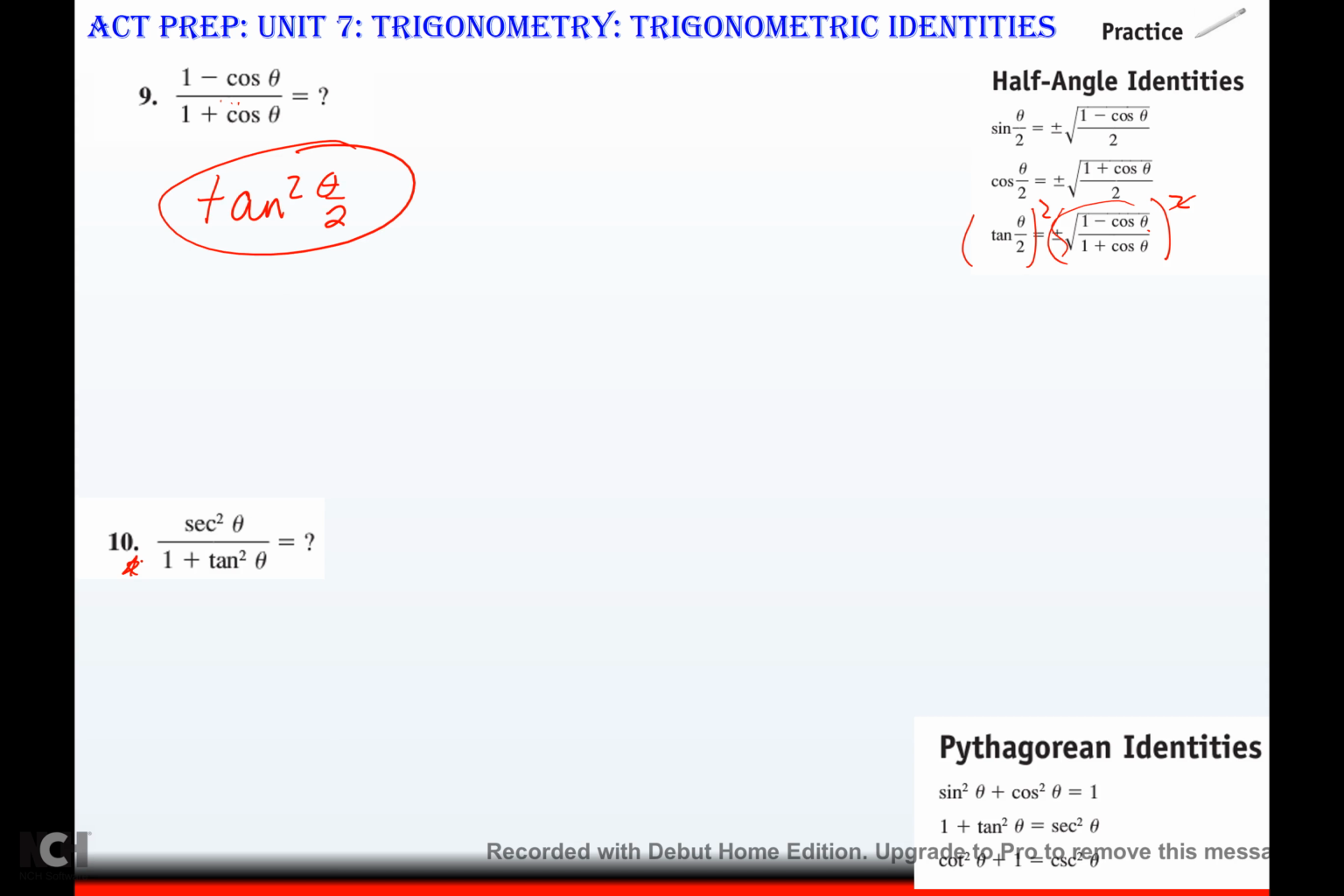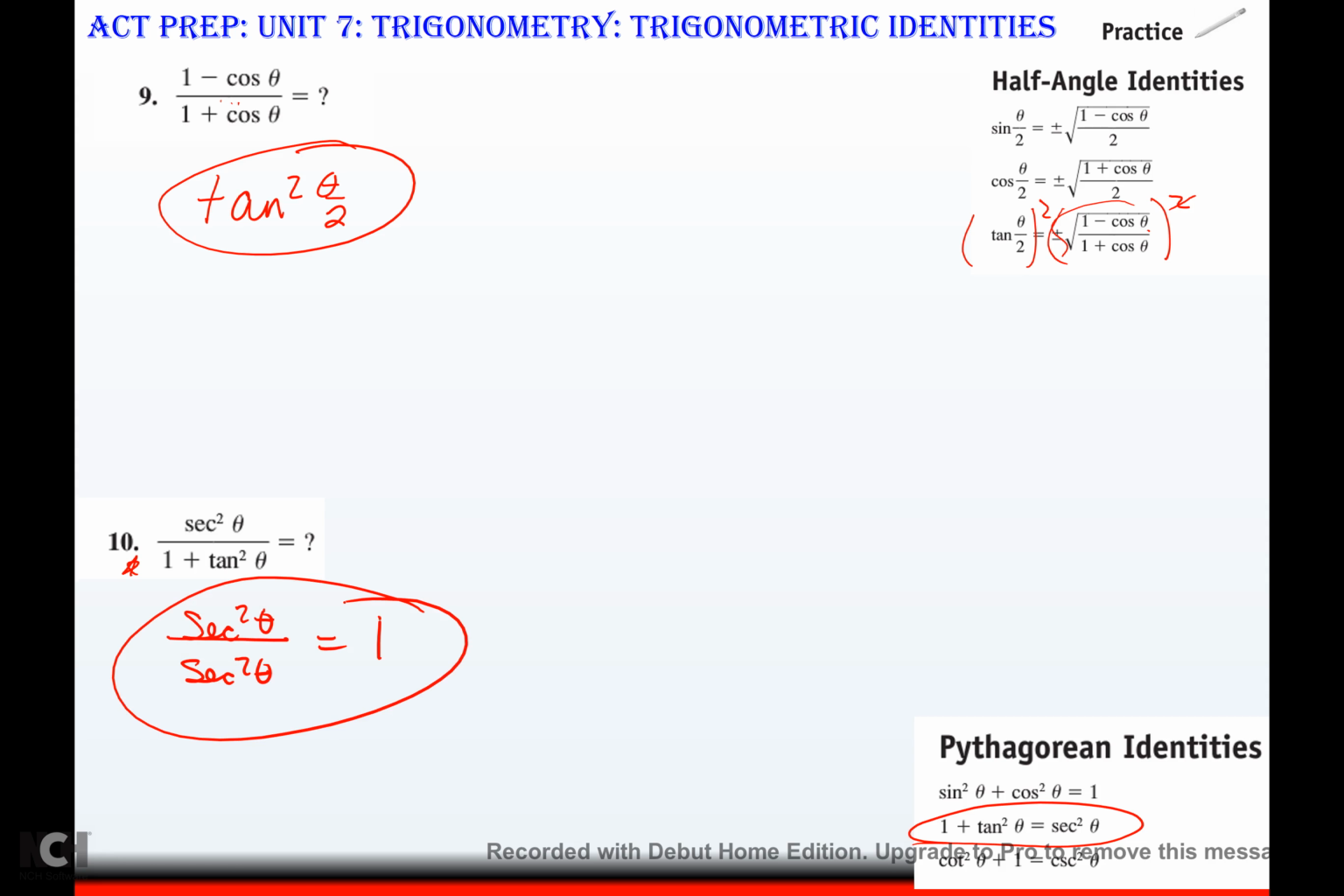Okay, number 10, I got secant squared. This reminds me of a Pythagorean identity. 1 plus tan squared is secant squared, so that would give me secant squared theta over secant squared theta, which is just 1.